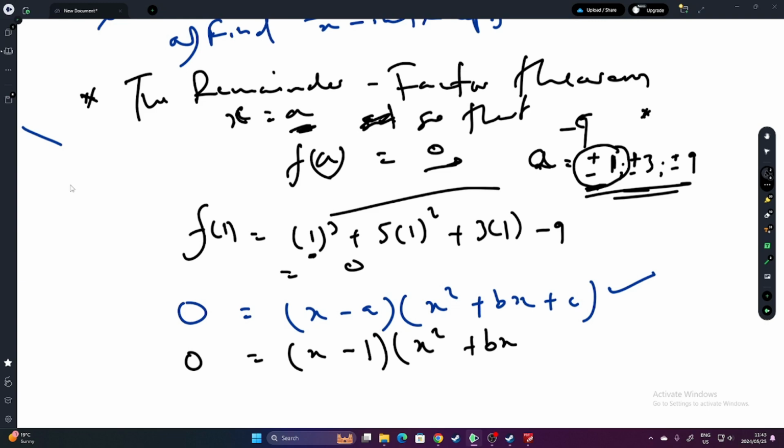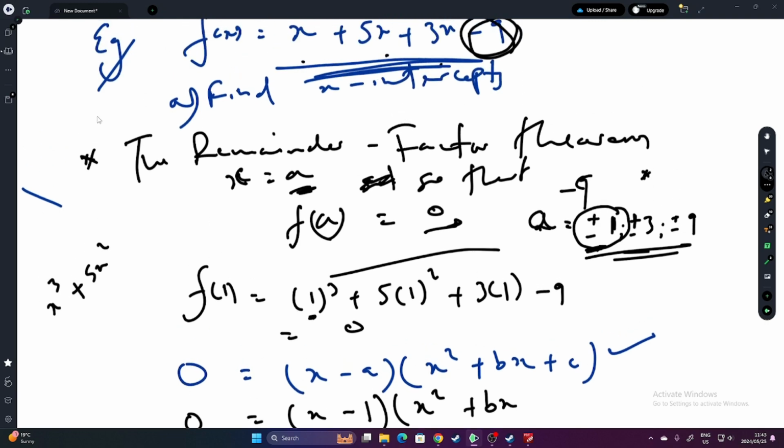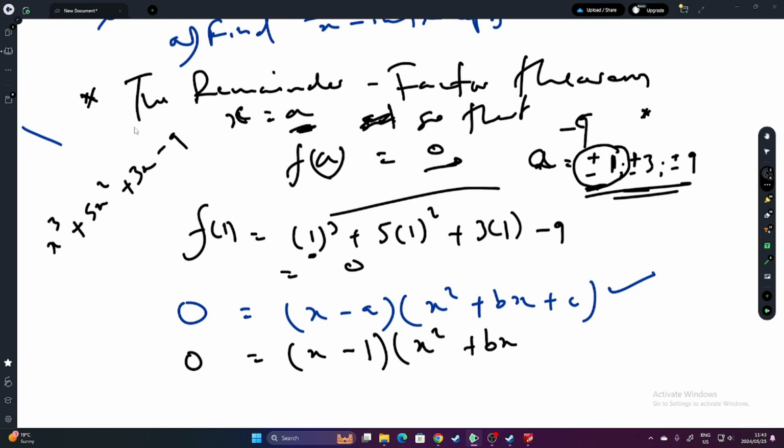Now, here we need to figure out what this c is. So remember our original equation. I'll just write it alongside here on the side. It was x cubed plus 5x squared plus 3x minus 9, right? So we can see it.